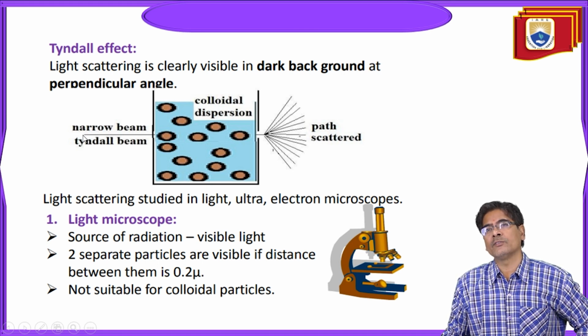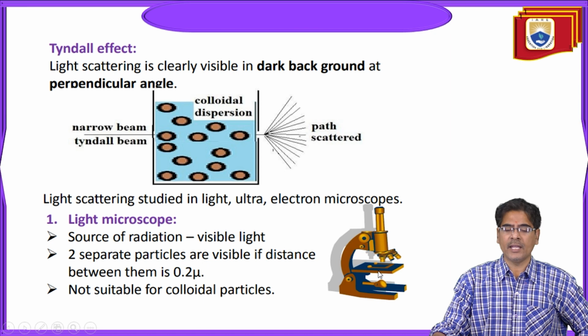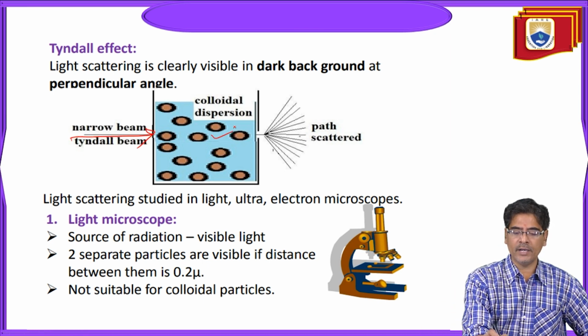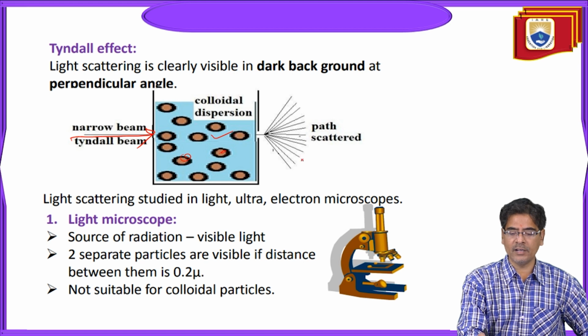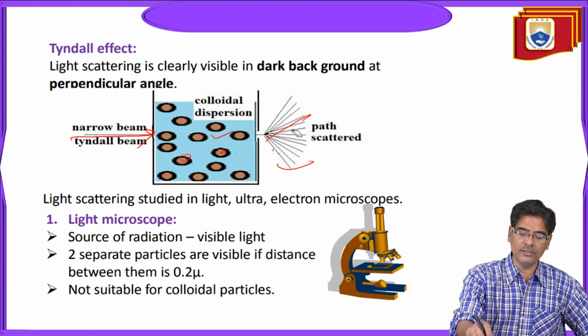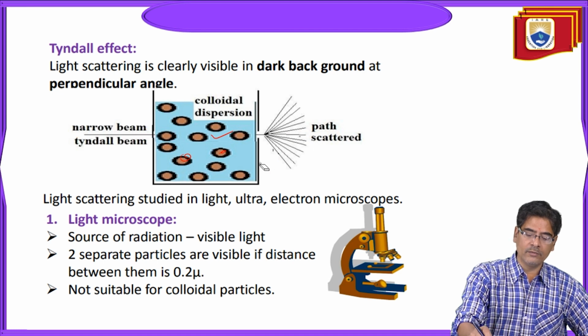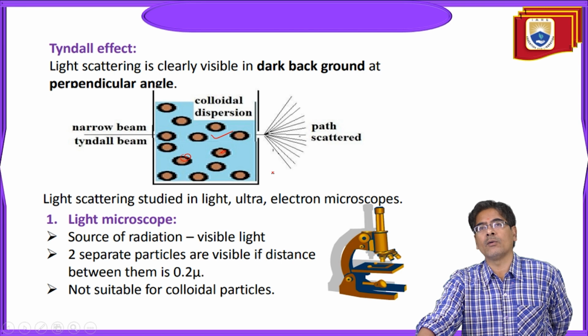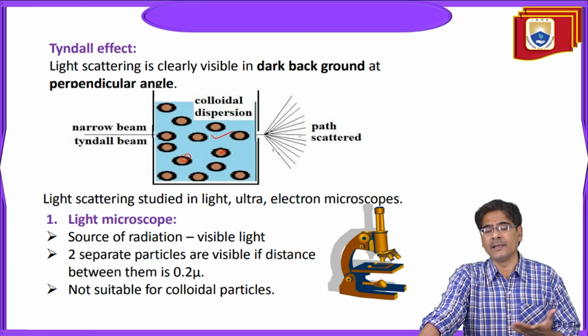This is a narrow beam, what we call a Tyndall beam. This is a colloidal suspension, and this is the path that is scattered. These are the colloidal dispersion, and the path is scattered in different directions. So this is what we observe when light scattering is visible in a dark background at a perpendicular angle.